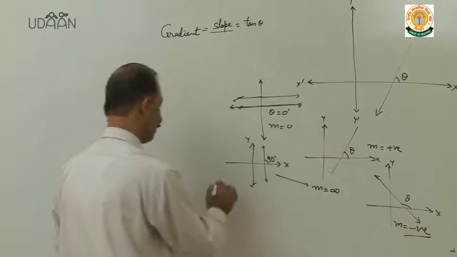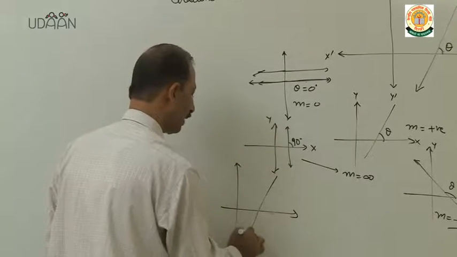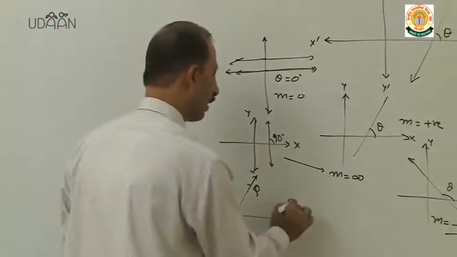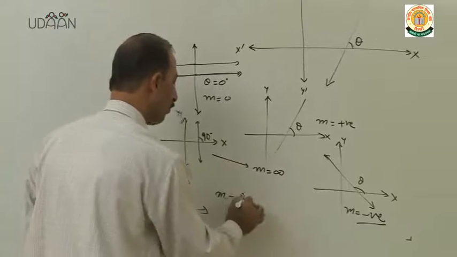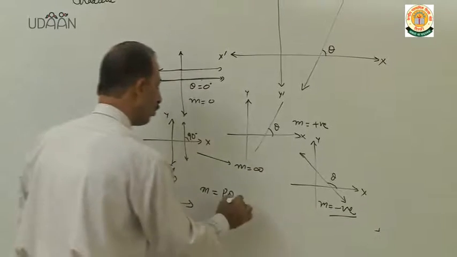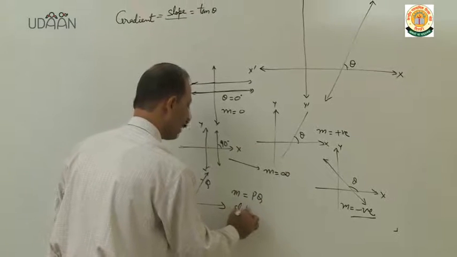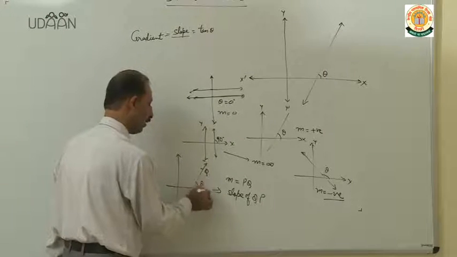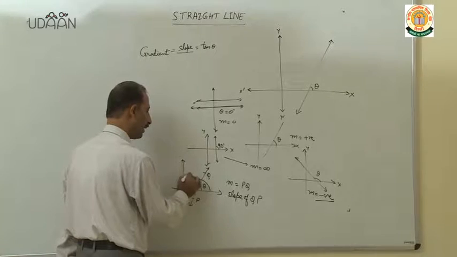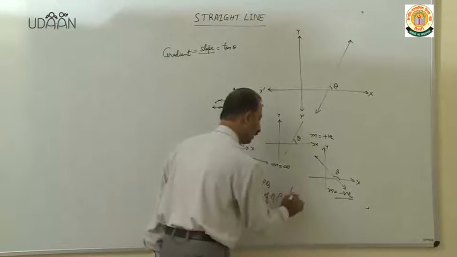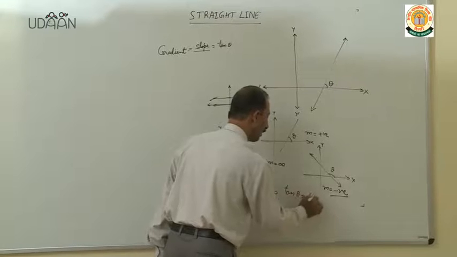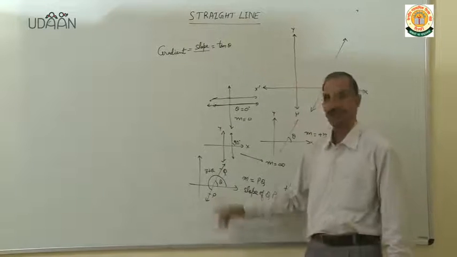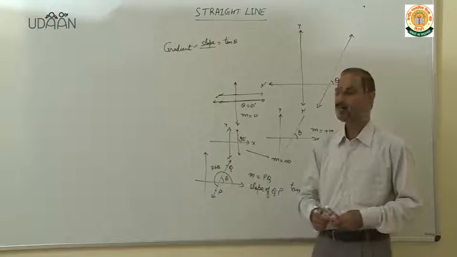Also if the line is say PQ, then the slope is invariant. It means the slope of line PQ and the slope of line QP remain the same. If you take this angle as theta and this angle as pi plus theta, you know that tan theta and tan (pi plus theta) remain the same. It doesn't depend on direction, either PQ or QP, the slope remains the same.